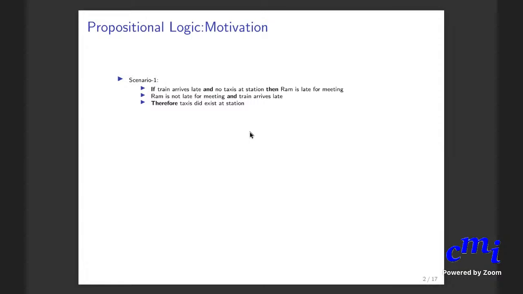Okay, so first, propositional logic, which is also called Boolean algebra, Boolean logic, or two-valued Boolean logic. They're all the same or similar. So just a motivating example. This propositional logic is used to model scenarios of the kind that I'm going to be describing now. Consider this scenario.